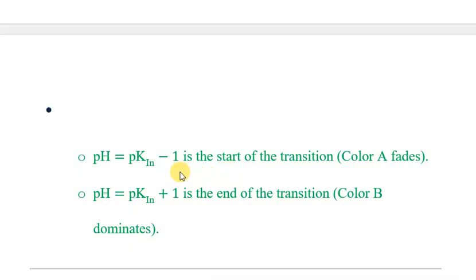pH plus minus 1 means the color transition starts when pK of the indicator minus 1 is the start of the transition, starting with color A, and plus 1 means the color ends at the transition color B.